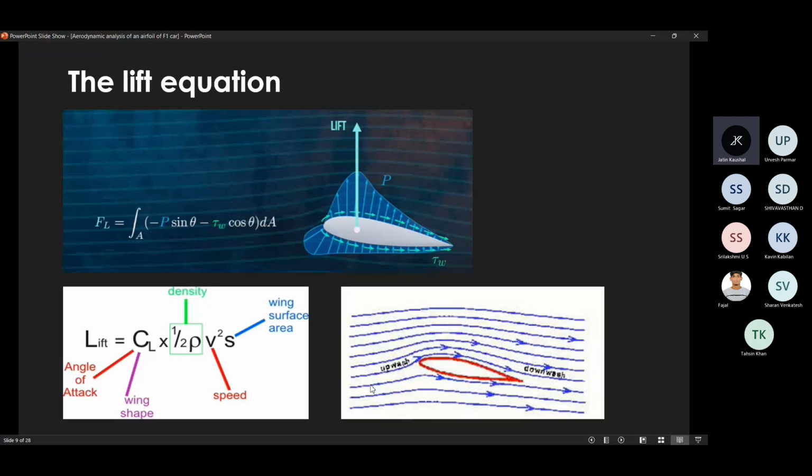And these are just nomenclature for the streamlines. The streamline in the front of the airfoil is known as upwash, and the one which detaches from the airfoil at the end is known as downwash. So that's how we quantify the lift force using the coefficient of lift.